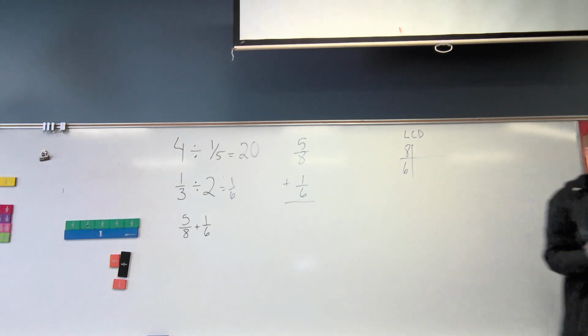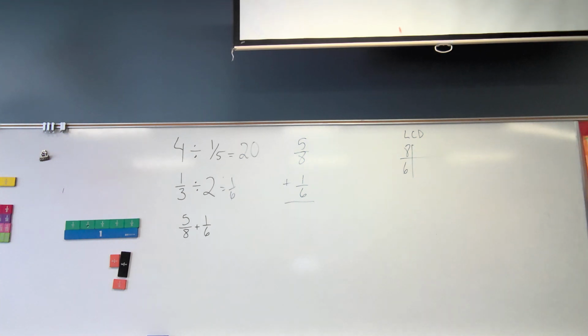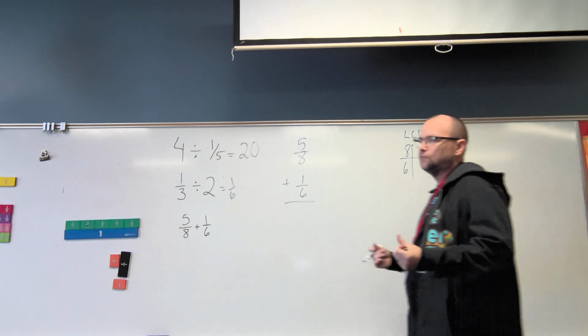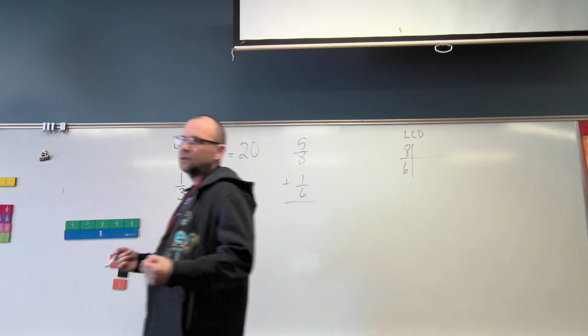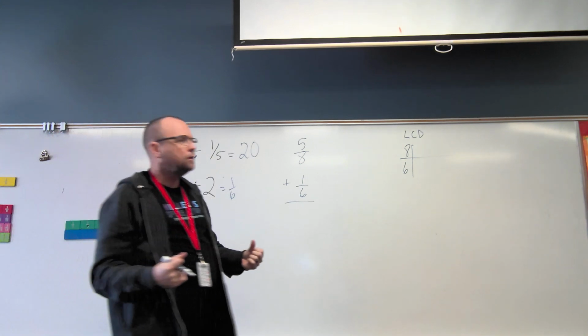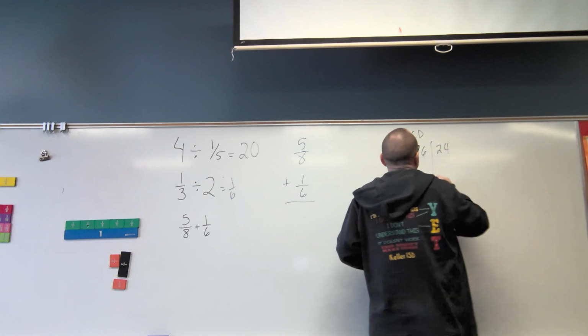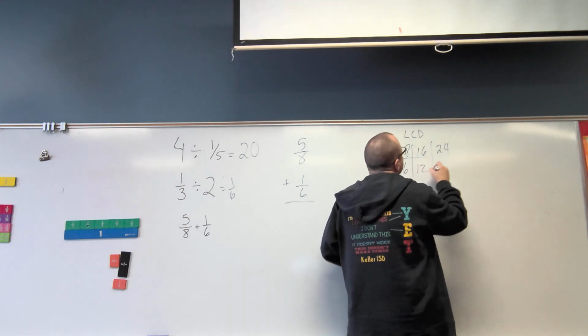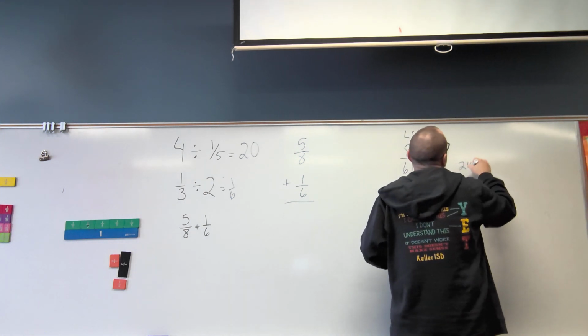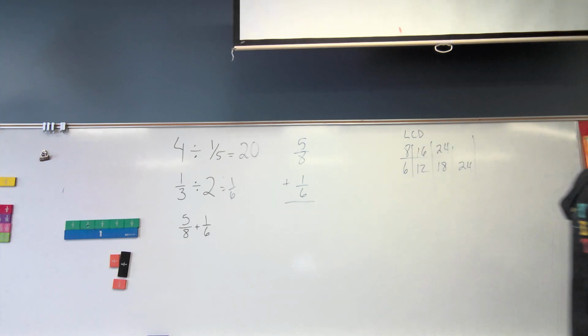Now remember, if you get stuck, you have access to these videos. If we are to take a test on Friday and you get stuck, go back and refer to a video. And so we go 8, 16, 24. We're just listing the multiples. 6, 12, 18, 24. And we find that our common denominator is 24.